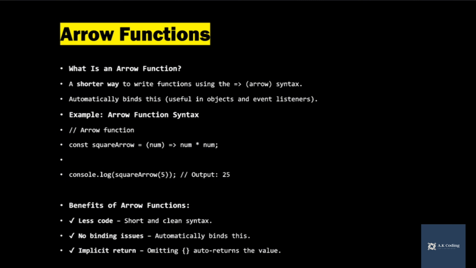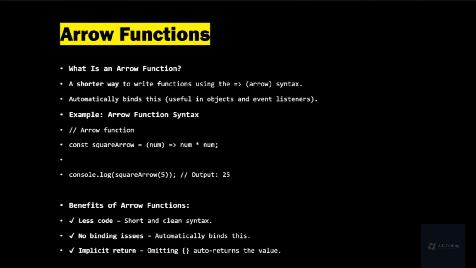And we have the third type of function, which is called arrow functions. What is an arrow function actually? It's a shorter way to write functions using the arrow syntax. As you can see, this looks like an arrow, right? Like an equal sign and a greater-than sign. And it automatically binds this, which is useful in objects and event listeners. So we have objects and event listeners in JavaScript, and it's beneficial for us to automatically bind them.